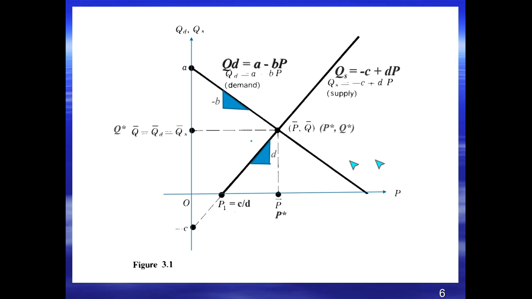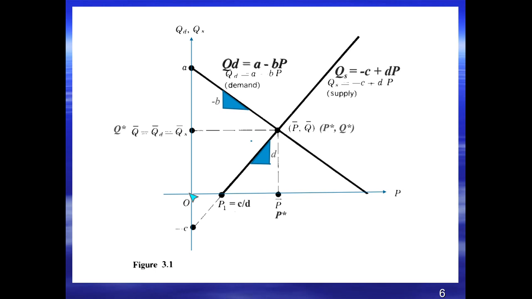So the equation of the quantity demanded is QD equals A minus BP. When P is 0, QD, quantity demanded, is A. This is the maximum quantity that people want to buy when the price is 0. Then when P becomes positive, this quantity demanded diminishes with price. From A, it diminishes, and minus B is the slope of this line, as we will learn when we learn also the derivatives. The quantity supplied, on the other hand, is minus C plus dP.